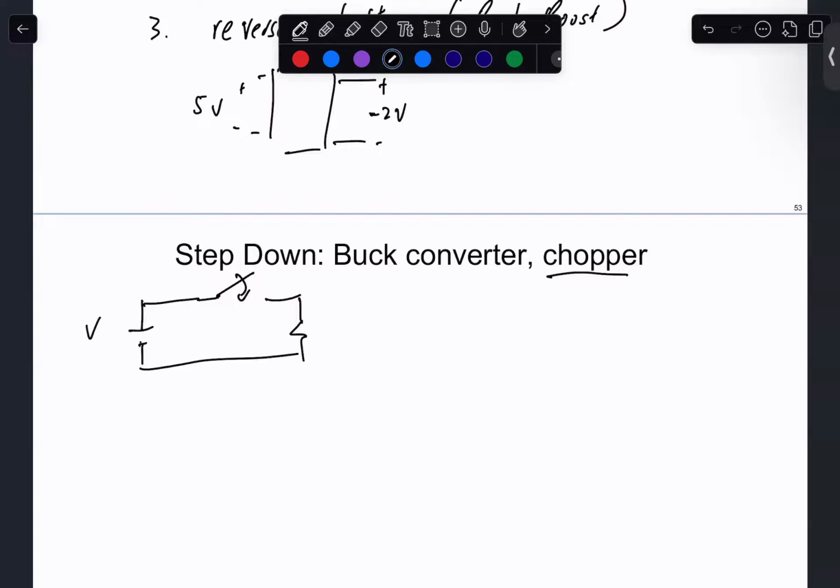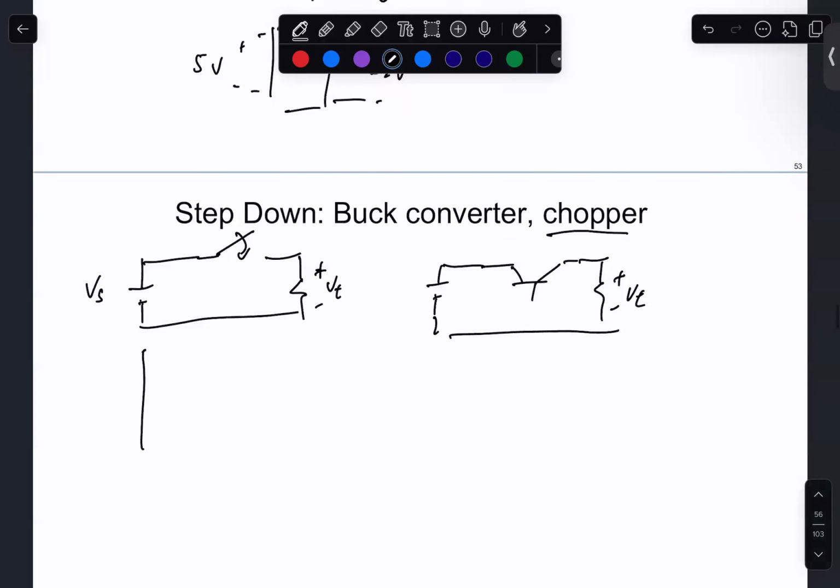Okay, so we have some DC source, let's say VS, and we just put a switch in the middle of the circuit. If you want to know how this actually looks, you can think of this as, let's say, a bipolar transistor. And what the switch does is it's just on sometimes, off sometimes. So this is a periodic signal.